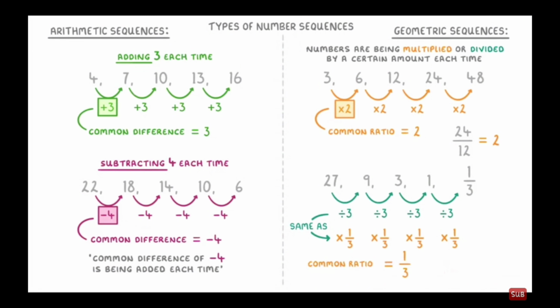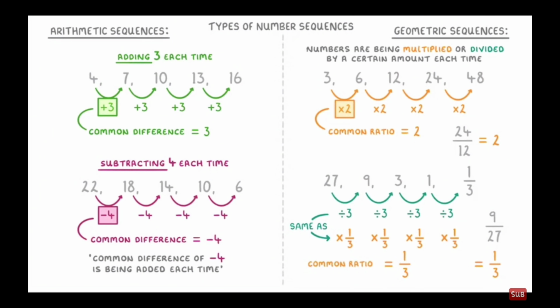Just like before though, we can check this by dividing any term in the sequence by its previous term. For example, we could divide the second term of 9 by the first term of 27, which indeed is 1/3. So this is a geometric sequence with a common ratio of 1/3.